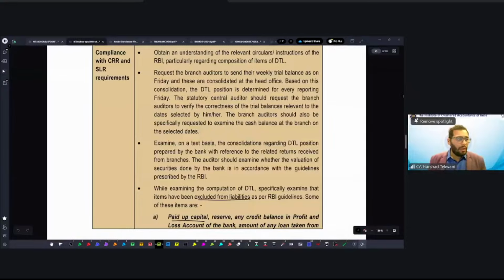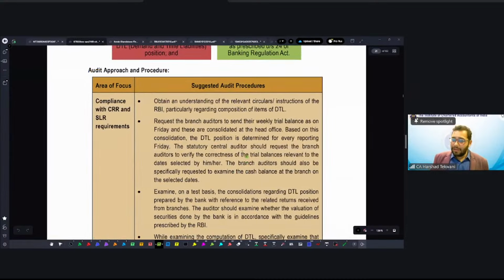So again, that's why we will go to your study material. As an auditor, you need to request the branch auditors to send their weekly trial balances on the Friday. These are consolidated at the head offices. You then see whether the DTL position determined is correct or not, because you are the statutory central auditor. And then based on the details that you receive from the branch auditors, you verify the calculations, and then you see whether the position which was there and the reserves which were there are maintained appropriately or not.